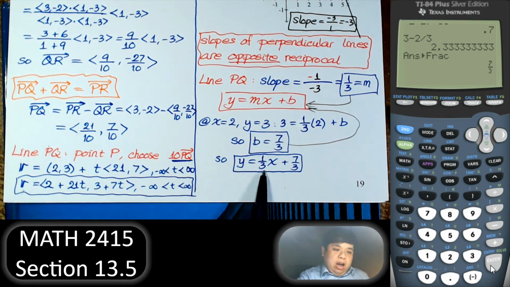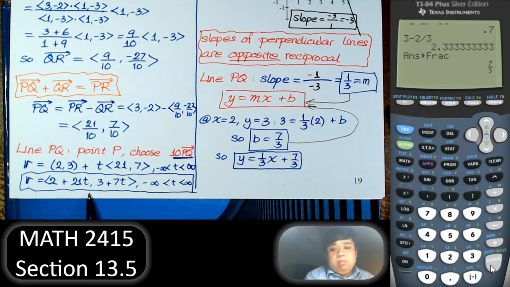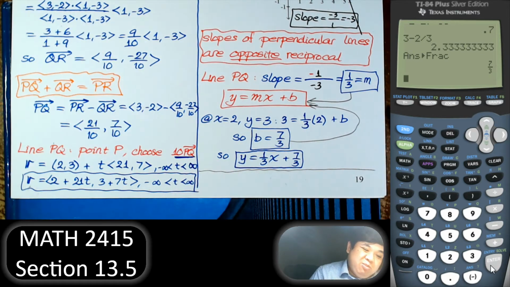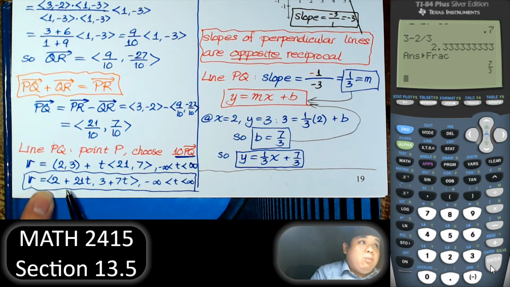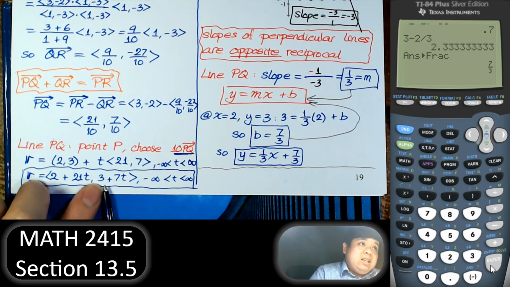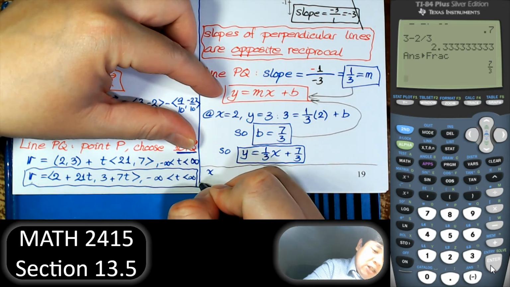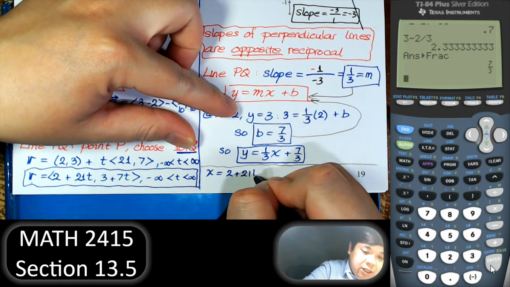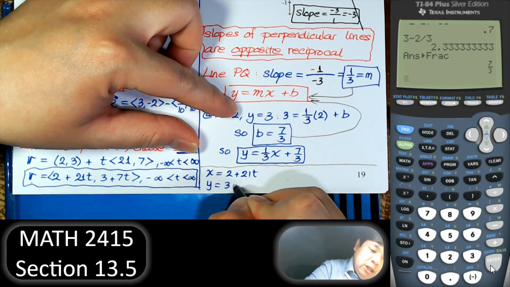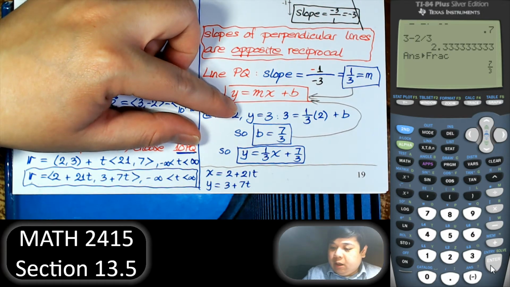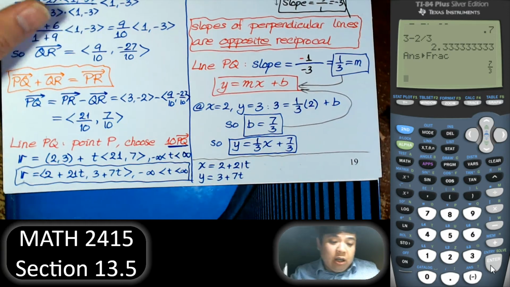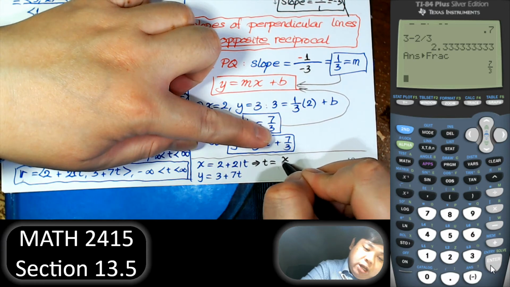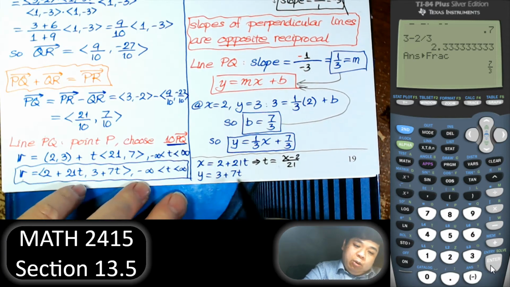Right. And they will ask, are they the same? Let's verify that. We only have this much space left, but maybe enough. So in this equation, we have the x component equal to 2 plus 21t, and y is 3 plus 7t. Right. And then we can solve for t here. So we have t equal to x minus 2 over 21, and we substitute that in here.